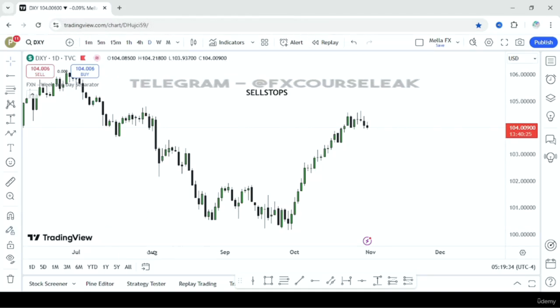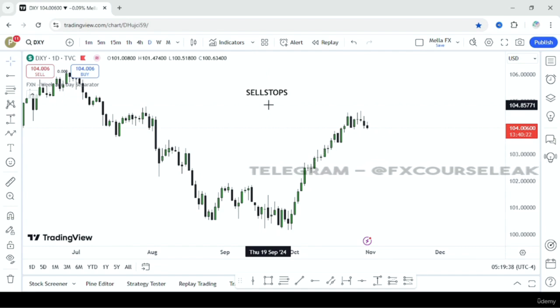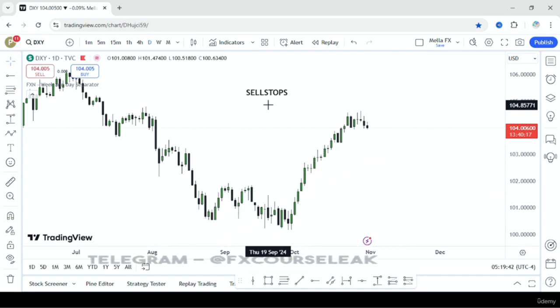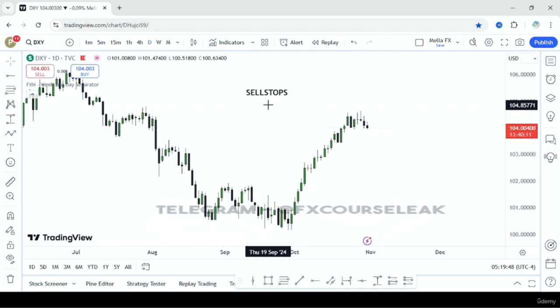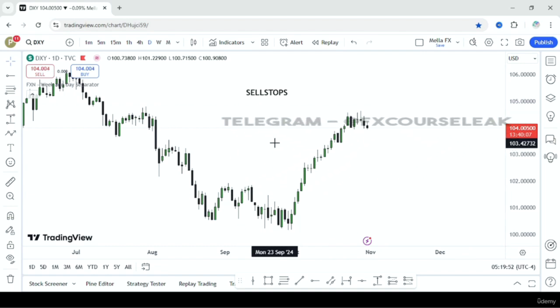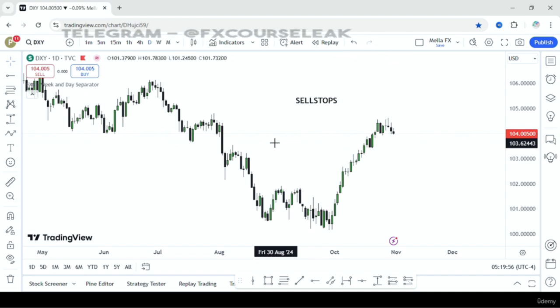In this lesson, we'll be talking about sell stops. So, what are sell stops? These are orders that are below current market price or orders that are below swing lows. So, let us look at an example because this requires charts.